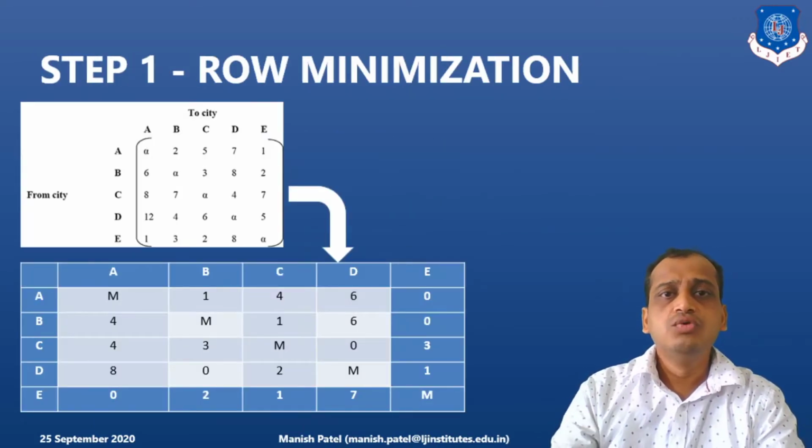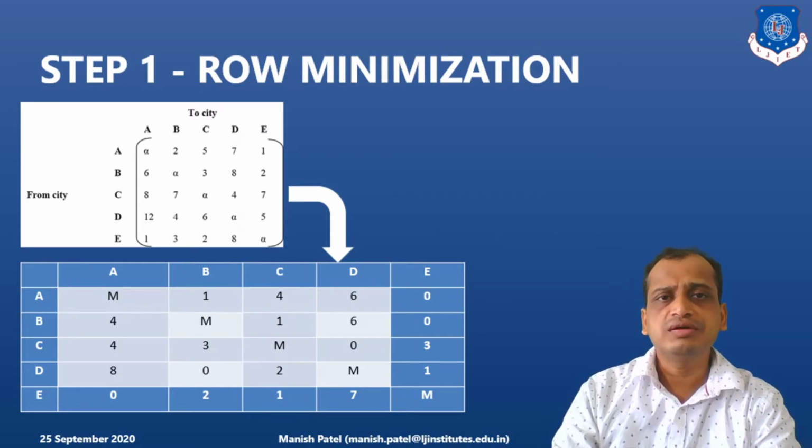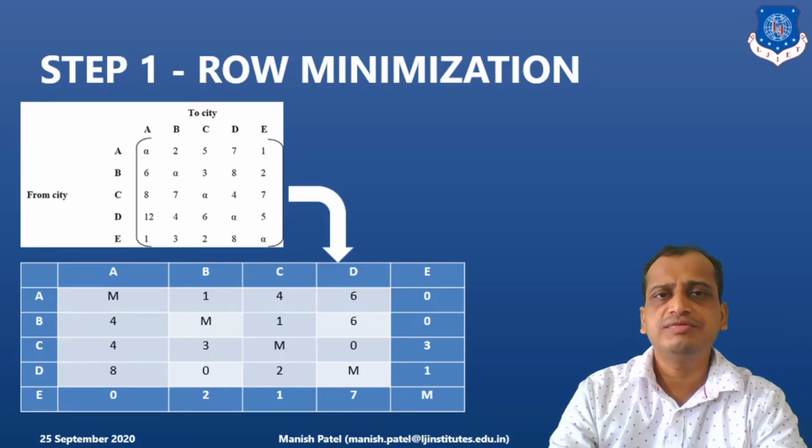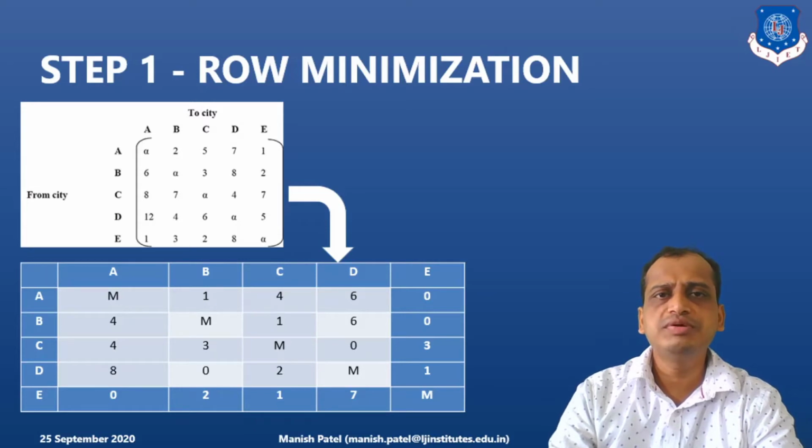So let's start. We will use the Hungarian method. We already discussed an example based on the Hungarian method, so we will apply the same methodology here as well. What was the first step? Obviously, the problem is balanced, since 5 cities across the rows and the columns are given. So the problem is balanced.